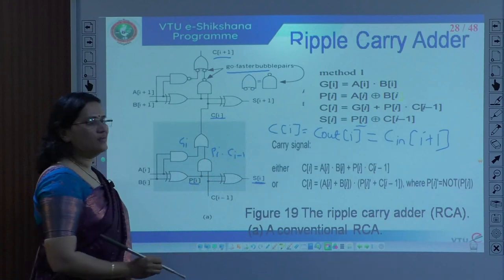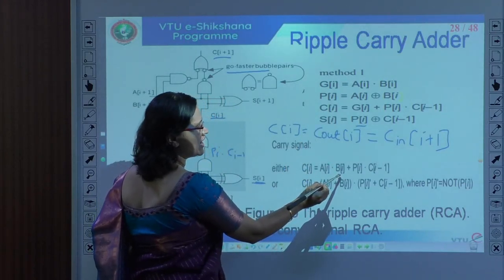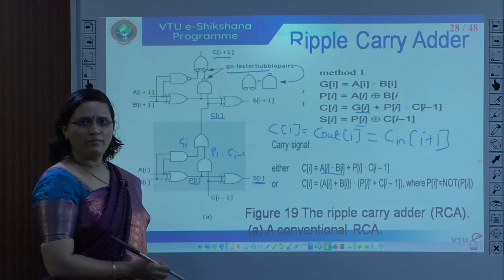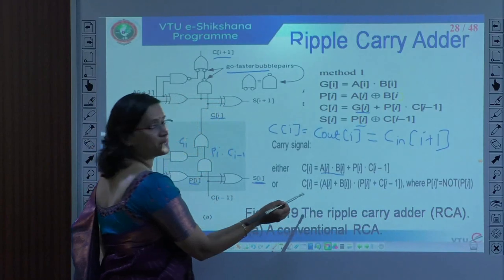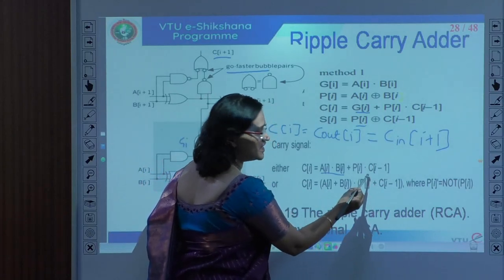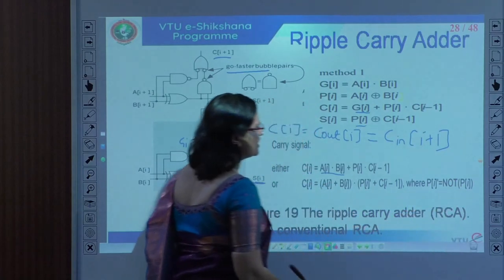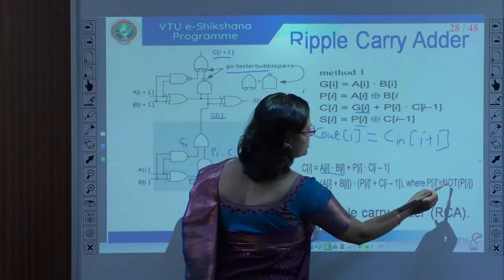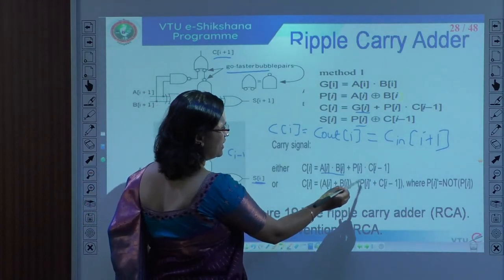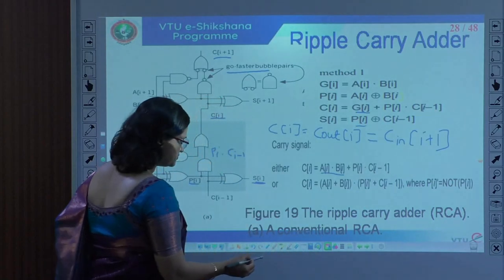So the carry signal can be generated in two ways. First, Ci = Ai·Bi + Pi·Ci-1, where instead of Gi they have written Ai into Bi. Or the carry can also be generated as (Ai + Bi)·(Pi bar + Ci-1), where this bar indicates a complement, so Pi bar is nothing but NOT of Pi.